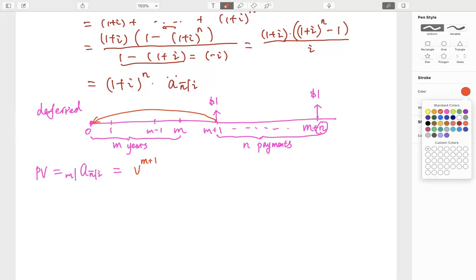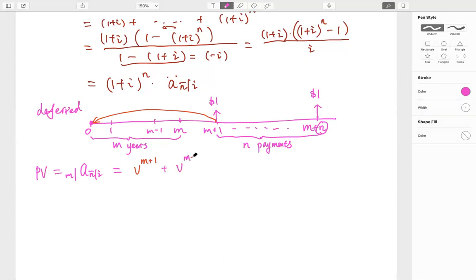Okay. So obviously you should know how to continue, right? For the next payment I need to add 1 year, and it goes all the way to m plus n. That's because if I want to discount the last payment all the way back, I need to go back m plus n years.